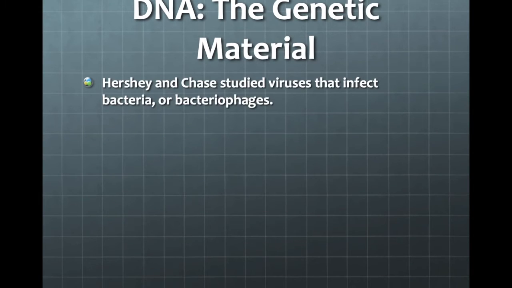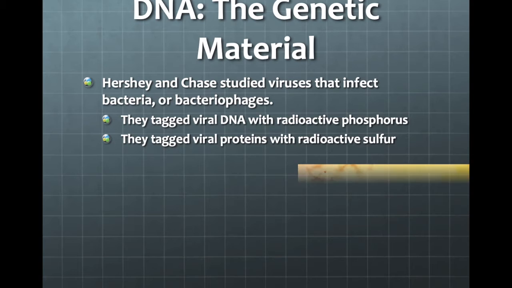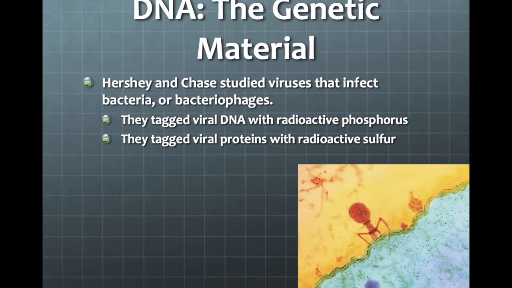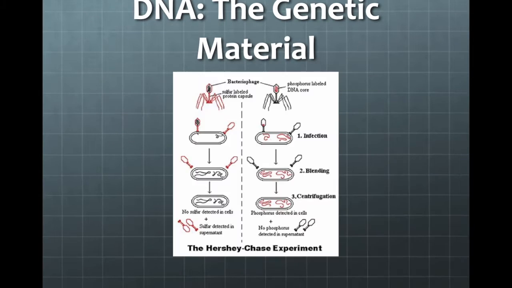You do that by using two different radioactive labels: one with phosphorus and one with sulfur. The phosphorus was in the DNA, and the sulfur was in the proteins. So we use this bacteriophage, and I'm going to blow this up here. I cannot. This bacteriophage here, let me use my pointer.